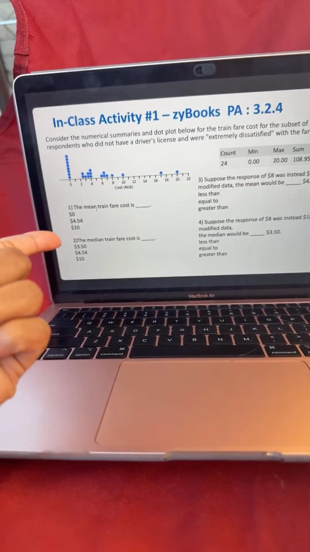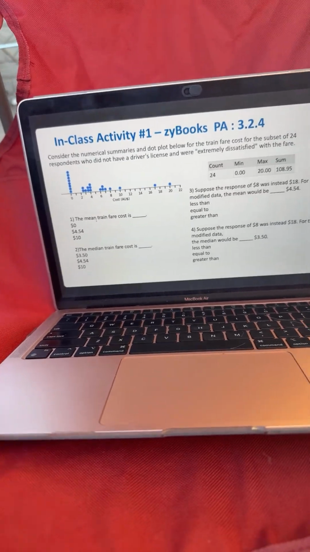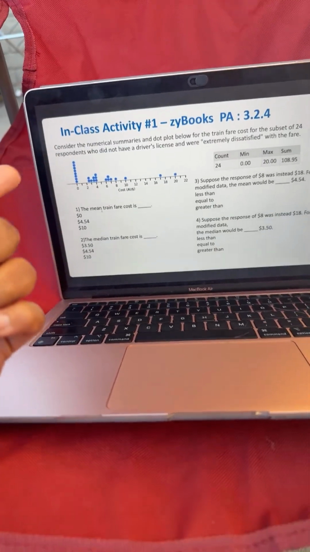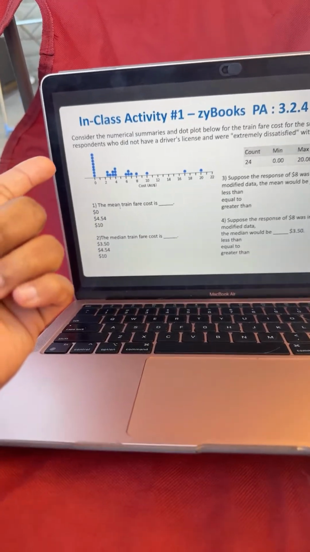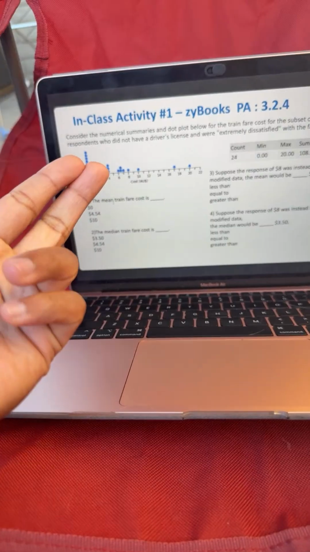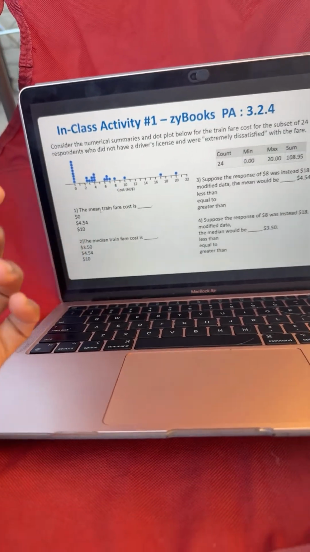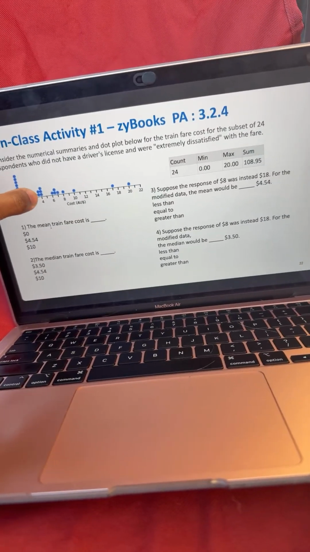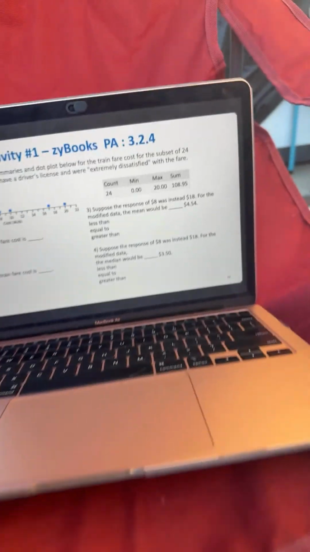The median is, what is it? That was 24, right? So with 24, the middle has to be like 12. Let's see, this is 8, 9, 10, 11, 12. So that's 3.5. So 4.54, 3.5.